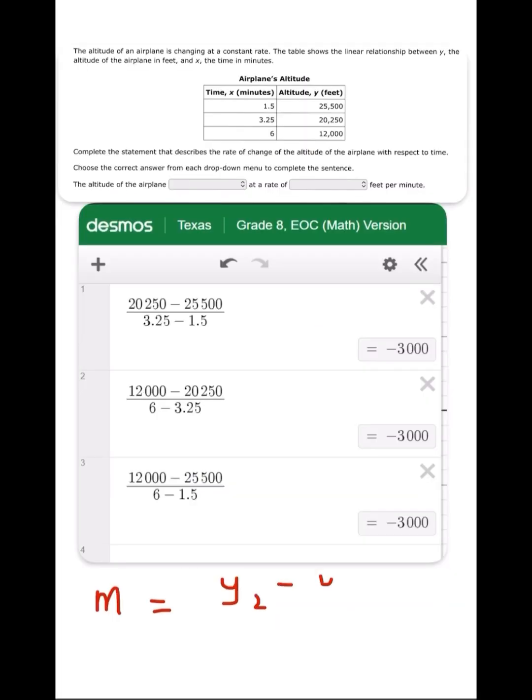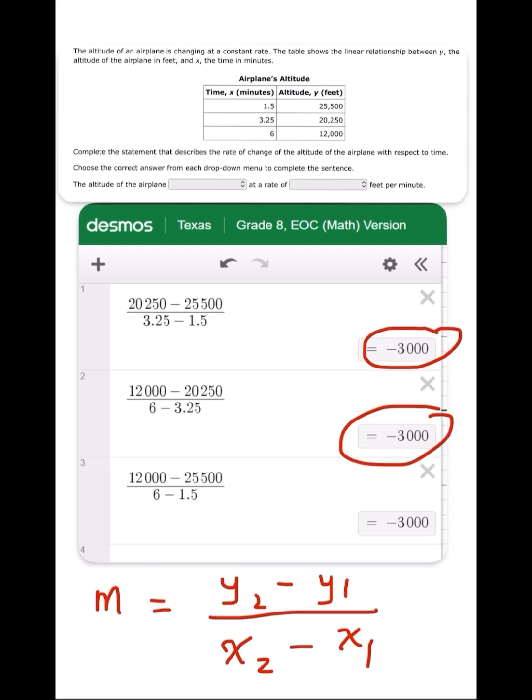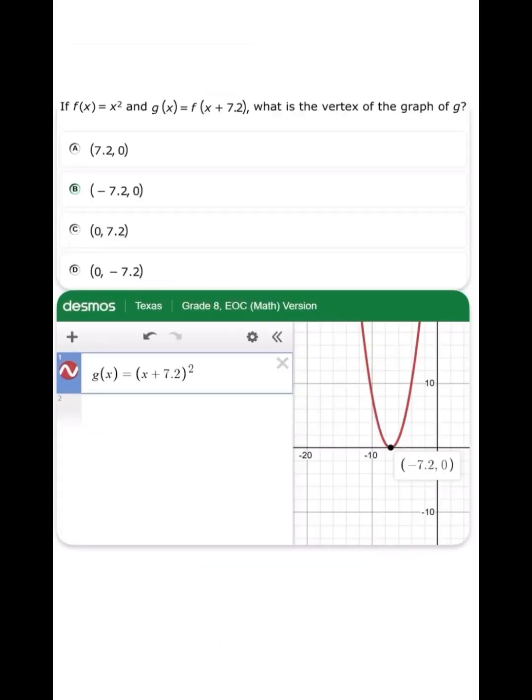Use the slope formula to find the slope. 3 different sets of points are taken to calculate the slope. The slope is negative 3,000, which means that the altitude of the airplane is decreasing at a rate of 3,000 feet per minute. Find the vertex of the quadratic function when the x value changes to x plus 7.2.